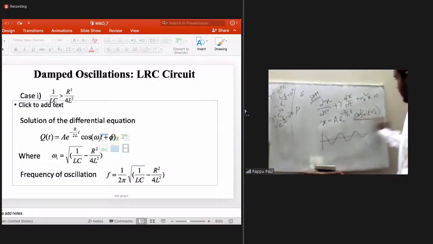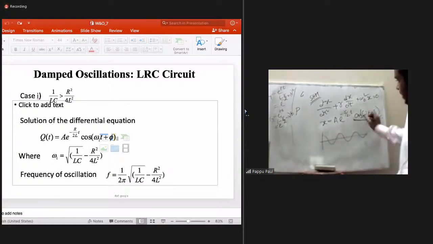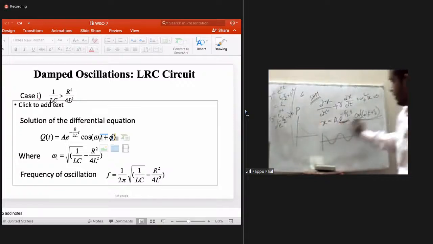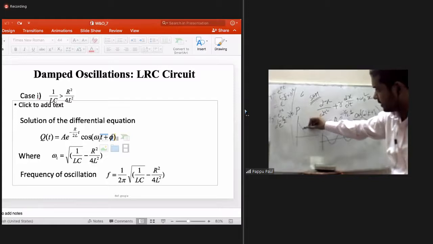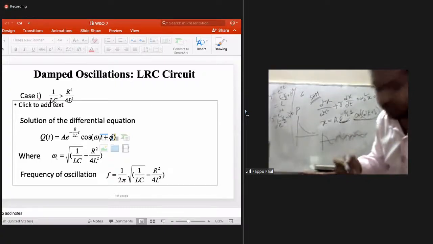So there is a cos term. If you draw the cos graph like this, but there is a multiplied exponential graph here, and we know that the exponential curve is like this. If you increase the value of t, the graph will decrease soon. So if you multiply both of these together, you will find that our amplitude will decrease with time, and this is called our oscillatory behavior.